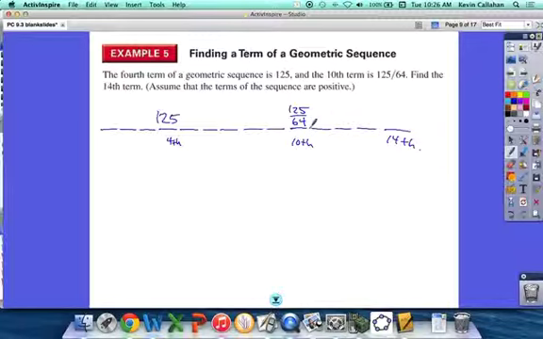So in order to find the 14th term, what number do we need to know? The common ratio. If we're going to find that term by using our formula, then we need two things: the first term and the common ratio. But at the very least, we need the common ratio. So how do these two numbers help us to find the common ratio?